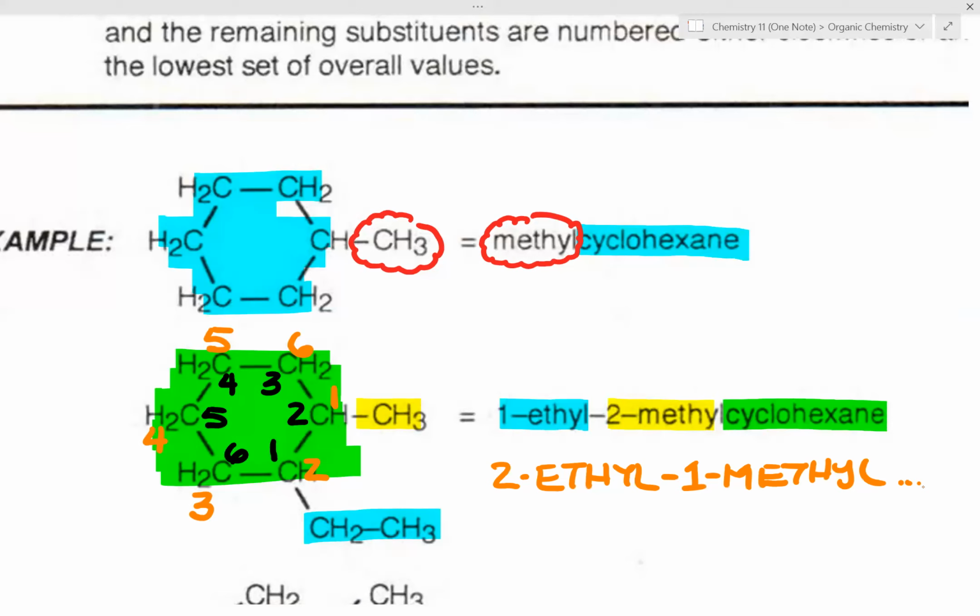One. Come on, people. But why? Why did they put the 1-ethyl 2-methyl? You still have numbers 1 and 2, 1 and 2. What's the difference? Why did they prefer this one? Both are right. But why did they prefer this one?